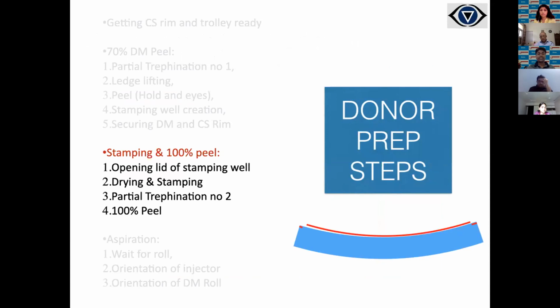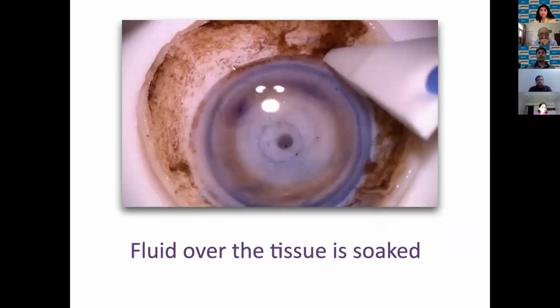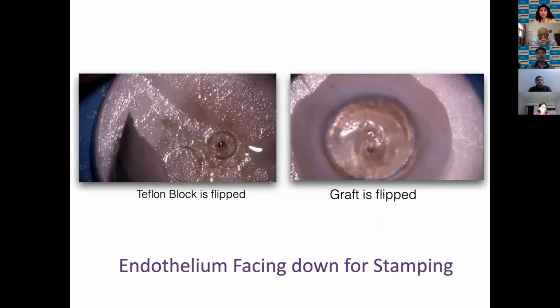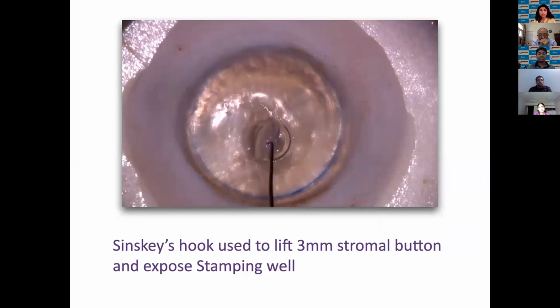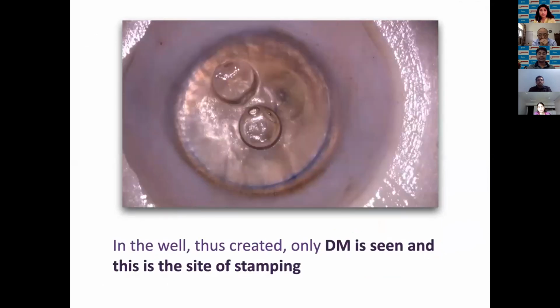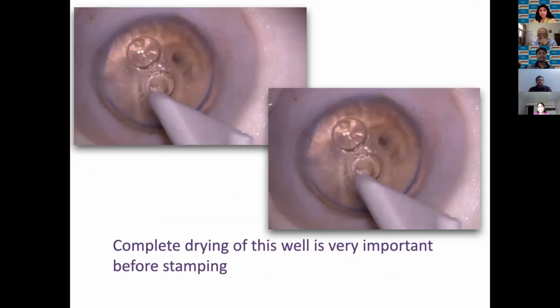So first peeling, first trepanation is done. Now you'll do stamping and the rest of the trepanation and peeling. So this is already peeled and there is a button, a hole is already there. Now you flip the Teflon block and you flip the graft. Now the endothelium is facing down. Use a Sinskey hook and just remove this stromal button which you have already created. So now what you are seeing over there is a stamping well. The Descemet's membrane is already there in this well, and you will be stamping on the stromal side.